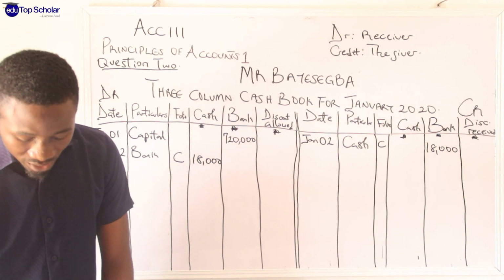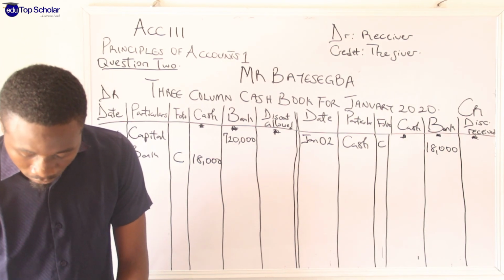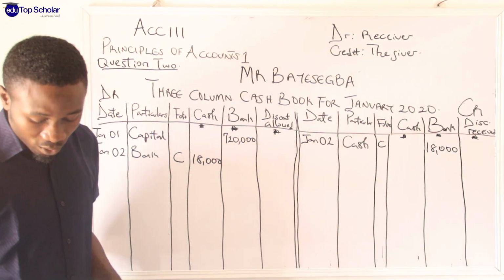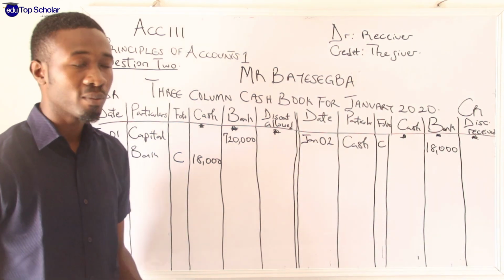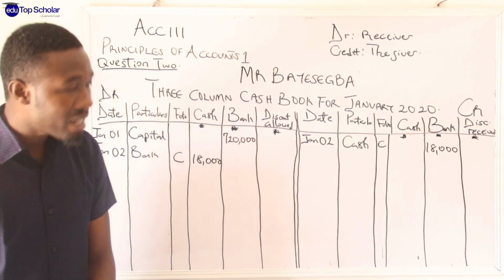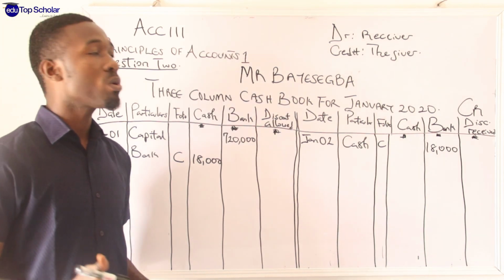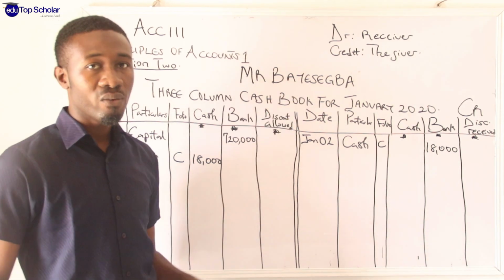Then January 7, it says he paid rent by cash of 2,500 naira. So this will be recorded because it involves a cash transaction. There was exchange of money. So we are going to be recording it in the cash book. They said he paid rent by cash. And when you see this kind of transaction, all you need to do is to identify who the giver is and who the receiver is.